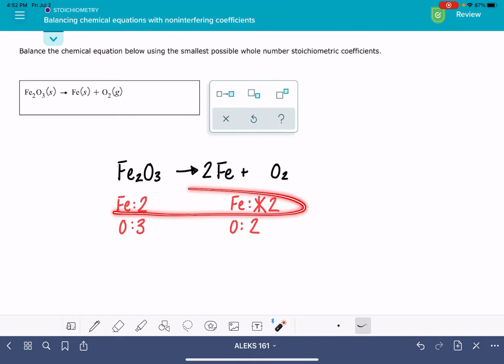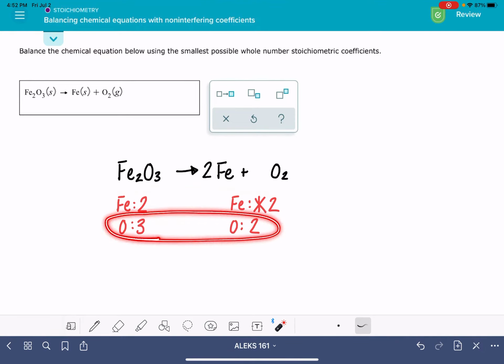So since this is done, what we want to do now is focus on the oxygen atoms. We have 3 oxygen atoms on the left and only 2 on the right. So we want to increase the amount of oxygen that we have on the right. And the way that we do that is not by modifying this little number. We're not allowed to change this little number. It's a 2 forever, permanently. We cannot turn it into a 3. That would be really easy. All that we can do is change the coefficient, the big number in front of the oxygen.